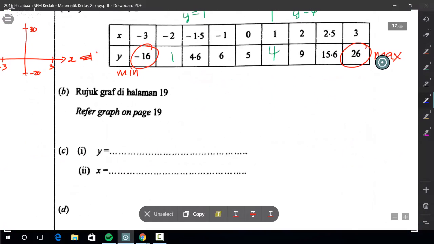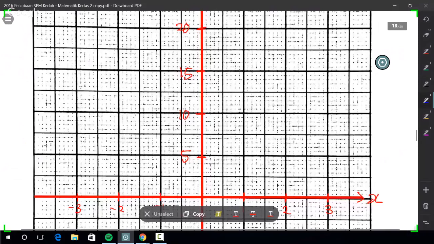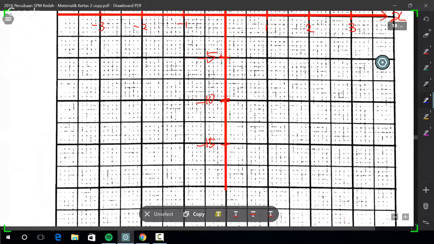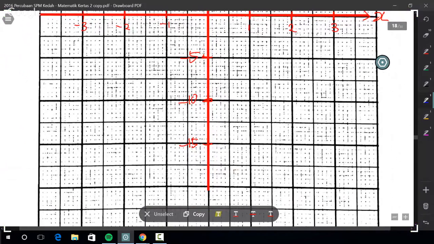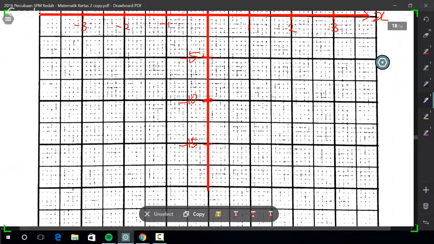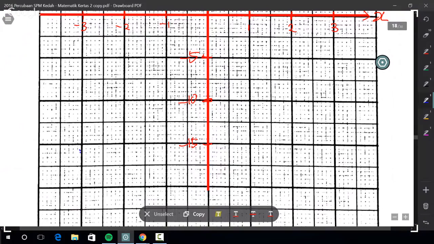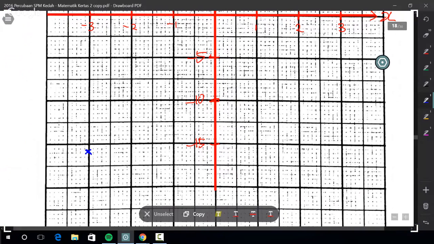Okay, -3, -16. I will assume -16 is somewhere around 5 units. 5 units here will be 10 boxes. 10 boxes should be 5, 2 for each. So -16 should be here. It's very hard for you to see, so you just try to see.